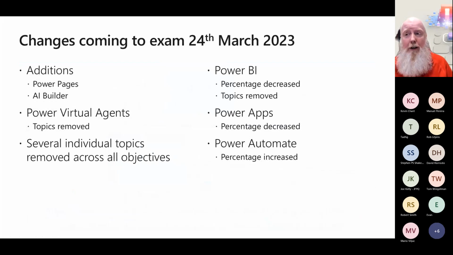Power BI is about halving. It's like 20-25% now, and I think it's going to go down to about 10 to 15%. Power Apps is going down by a small amount, but Power Automate is increasing. So they're just changing the balance a little bit, but they had to remove a bit to make space for Power Pages and AI Builder. So if you are going to take the exam, make sure you do it before the 24th of March, based on the learning material.